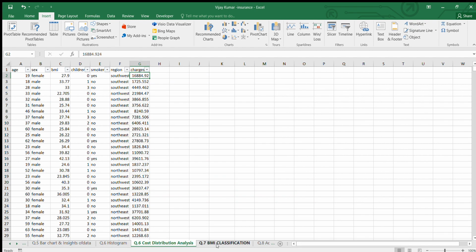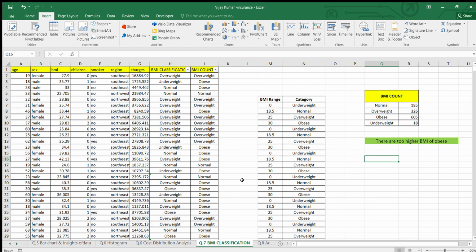Let me move to question number 7, the BMI classification. In the BMI, we have defined the criteria: for a person's BMI, normal is 18.5, overweight is 32.6, and obesity is 60.5, and underweight is 18. A person who has the higher BMI belongs to the obese category.